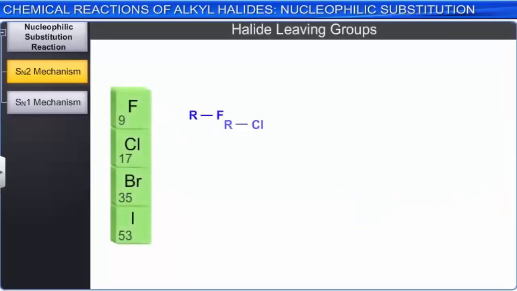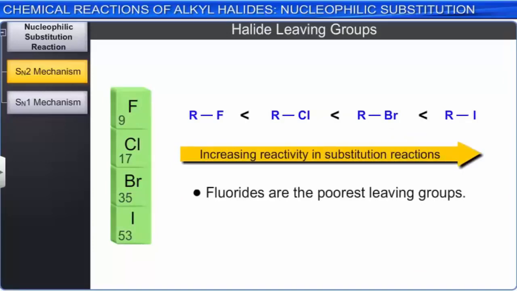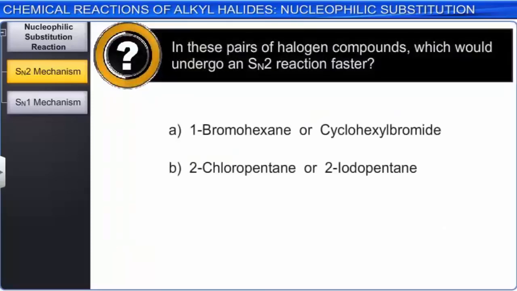Not all leaving groups react equally well. In general, among the halogens, fluorides are the poorest leaving groups, and iodides are the best leaving groups. In these pairs of halogen compounds, which would undergo an SN2 reaction faster? Let's start by drawing out the structures.